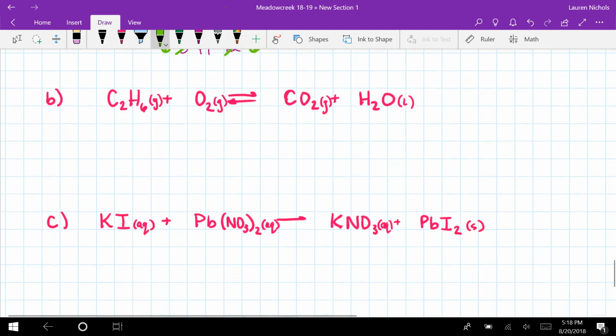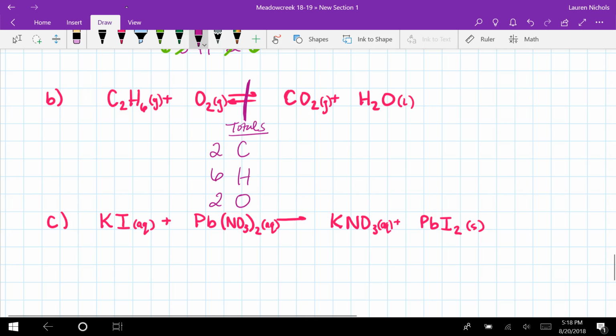Let's look at B. We can do the same thing. Let's split it and decide what atoms we have. So we're going to be keeping our totals under here. We have carbon, hydrogen, and oxygen. Now, on the left side, there are 2 carbons, 6 hydrogens, and 2 oxygens.